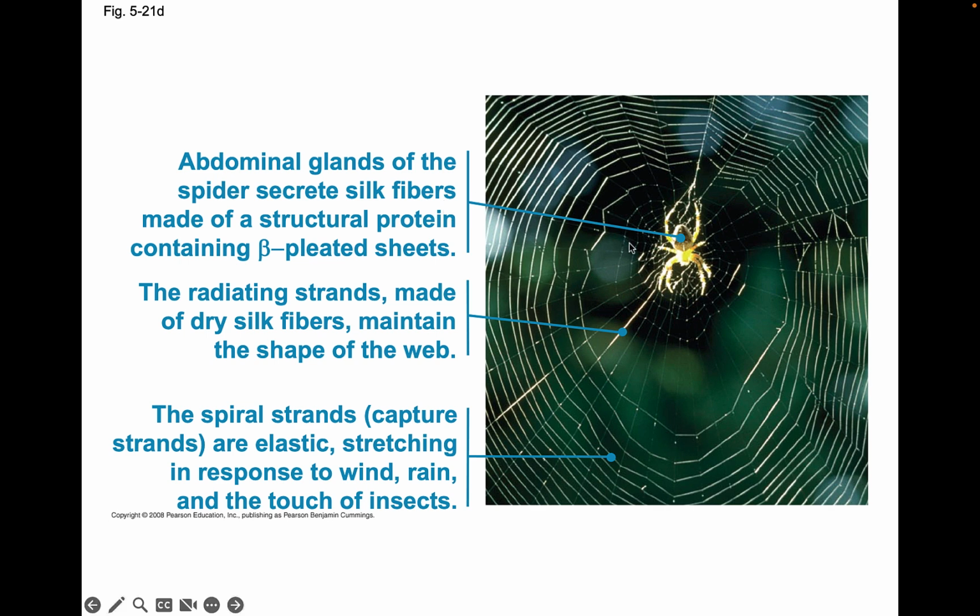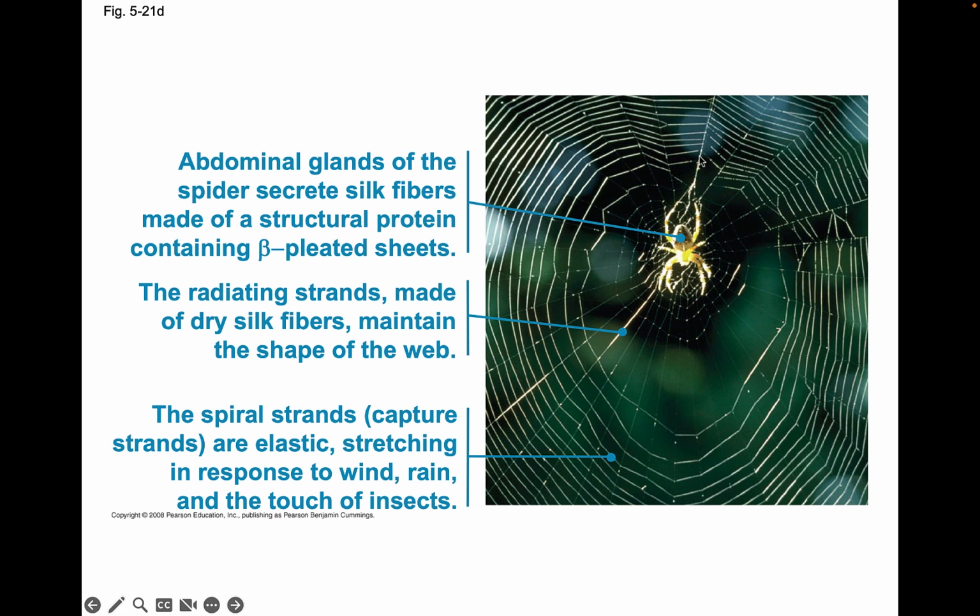Okay, so here's the orb weaving spider. This web, this silk has beta pleated sheets. That helps to maintain the long, strong strands. This is really strong. These help to maintain the shape of the web. These things are made of a different kind of silk. They're elastic. And so they can move in the wind and the rain. And even when an insect touches them, it kind of gives, which makes the insect want to get away. And as an insect tries to get away, because it's so sticky, the radiating strands here are not sticky. It's only the spiral ones that are sticky.